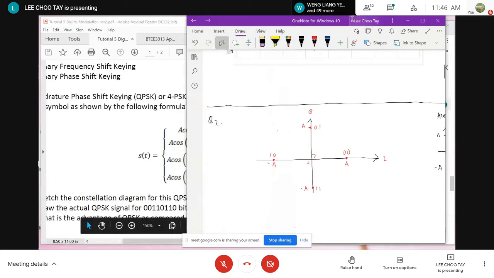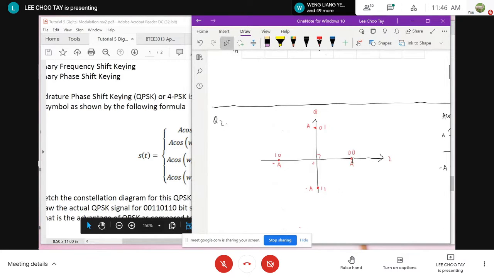So if you refer to this diagram, symbol 00 will be sent with the amplitude of A. So that's why this red dot is here. Yeah, and phase angle is 0. Okay, phase angle is 0, so it's lying along this positive side of the x-axis.